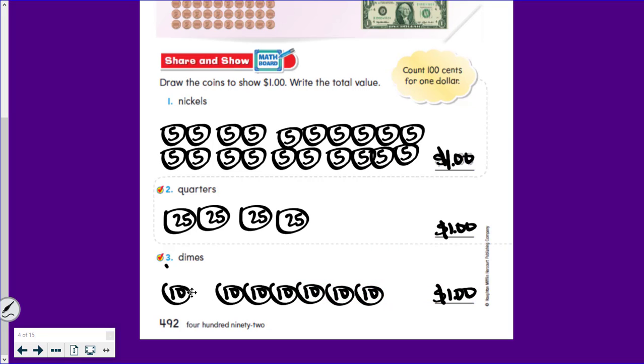Whoops. I think I lost one. Let me double check. 10, 20, 30, 40, 50, 60, 70, 80, 90, 100. So let's see, dimes. 1, 2, 3, 4, 5, 6, 7, 8, 9, 10 dimes equals $1.00. All right, let's go to the next page now.